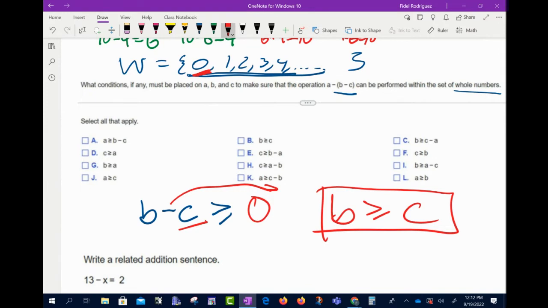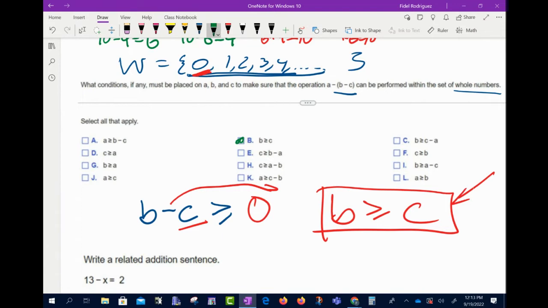So I want to ask you a question. Look at the choices we have here. We got a whole bunch of choices, A through L. They didn't even give us a couple of choices, they gave us a ton of choices. On A through L, is this right here one of my options? Do you see B bigger than or equal to C on my options up here? B right here, right? Okay, so I know that's going to be one of them.